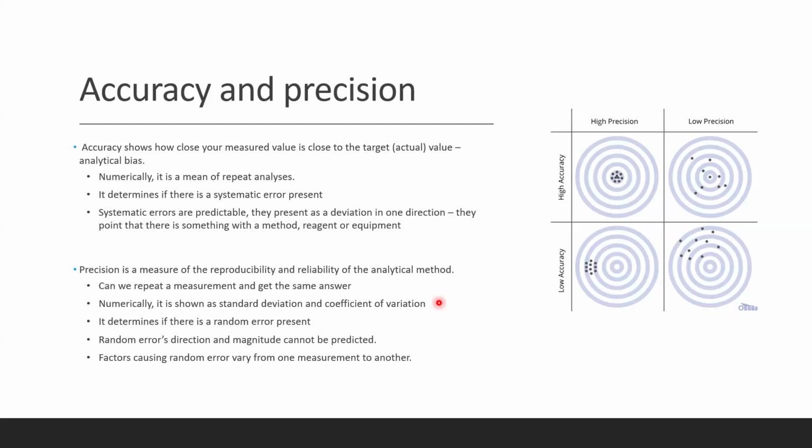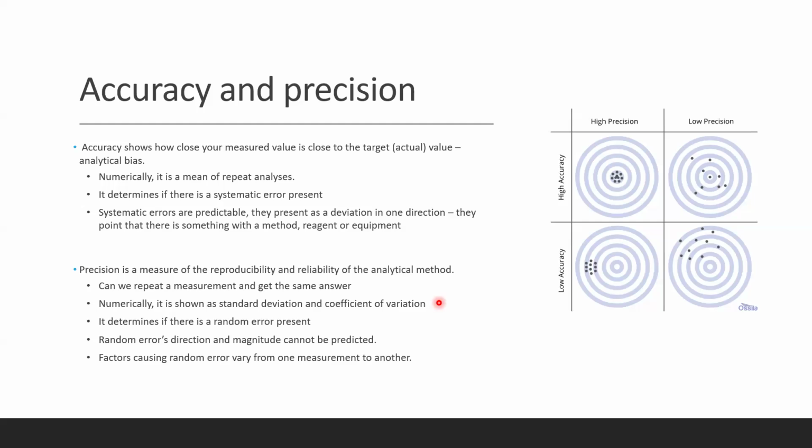Systematic error is such that it produces a consistent error. It means that if we reproduce an experiment, we'll get the same answer. So they are predictable and present in one direction, either positive or negative. When we see a systematic error in our assays, that is pointing out that something is wrong with the method, maybe with the reagent or equipment that we are using. So they are predictable errors.